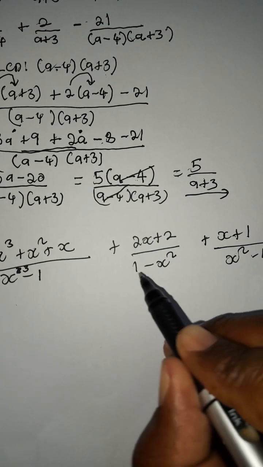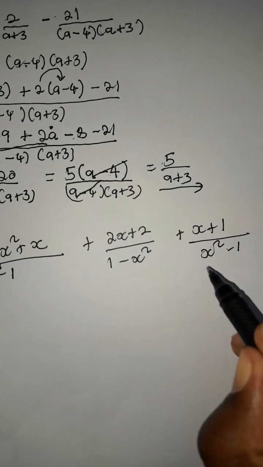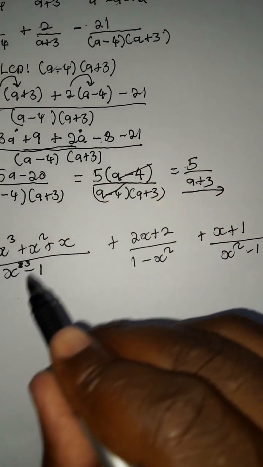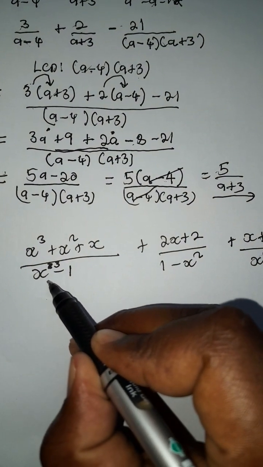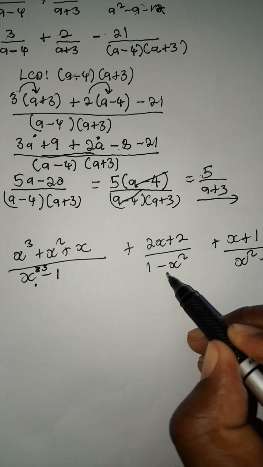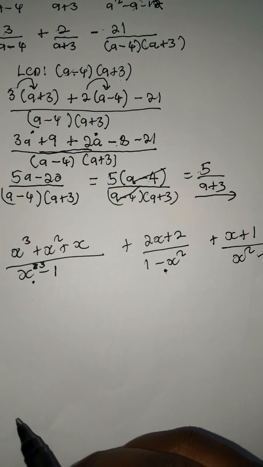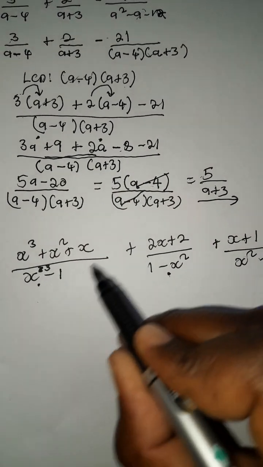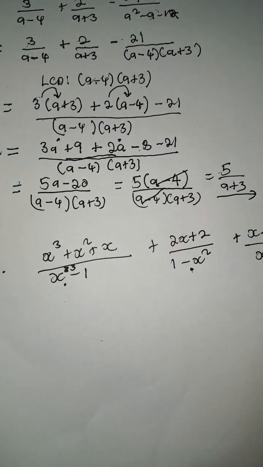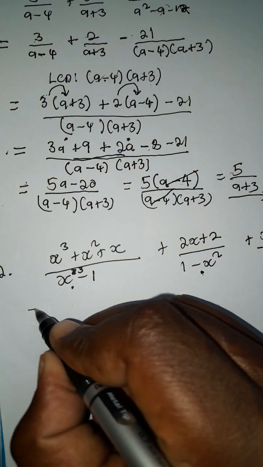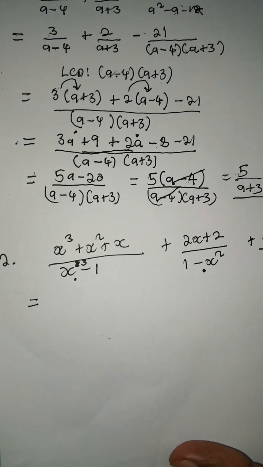plus 2x plus 2, 1 minus x squared, x plus 1, x squared minus 1. You need to see what we are given here. You can see that we are given the sum of cubes. We are also given difference of two squares, right? So these are different types of factorization that you must work on. So we need to factorize where necessary, right? So factorization is essential, guys.